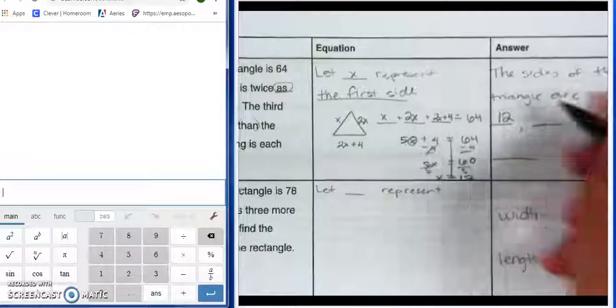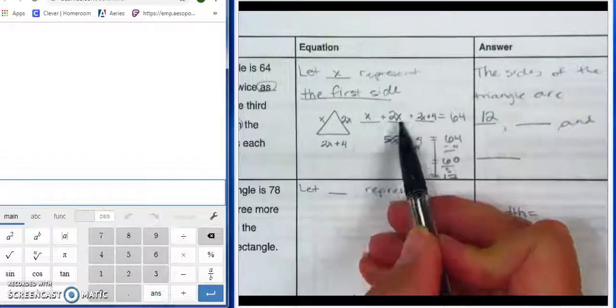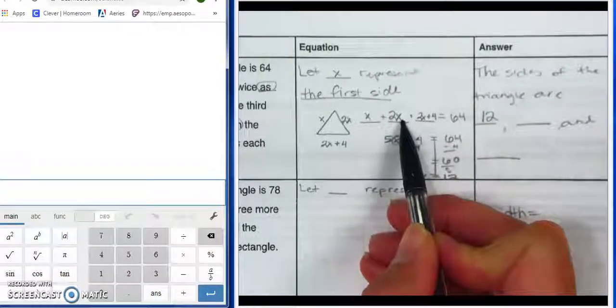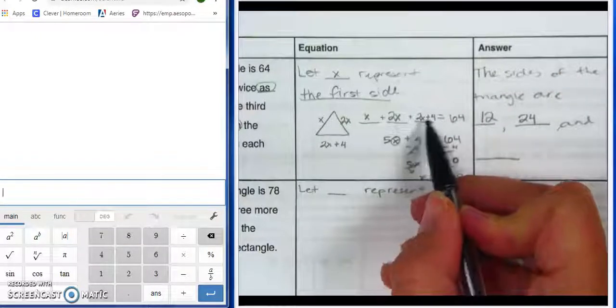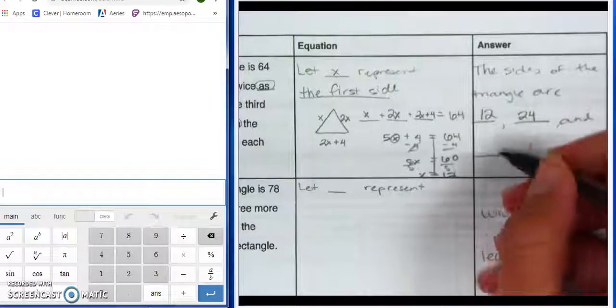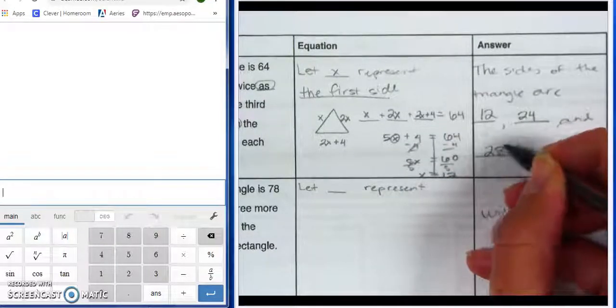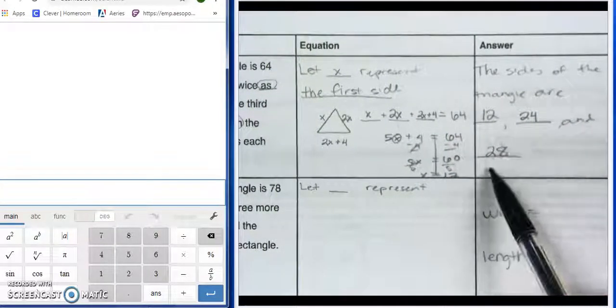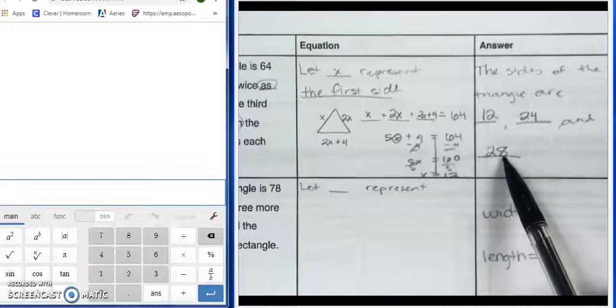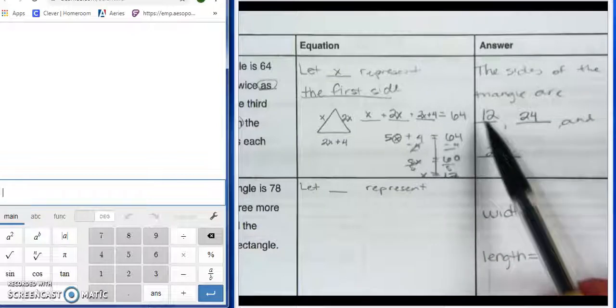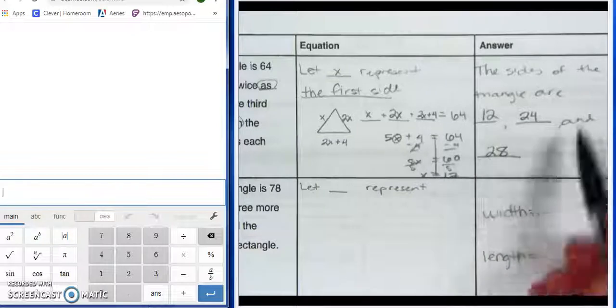So the sides of the triangle are 12. The second side was twice that, so that would be 24. And the third side is 4 more than that, so that third side will be 28. And if you add all those together, it should equal 64. So let's add those up. 28 and 12 in my head, that's going to be 40, plus 24 would be 64.